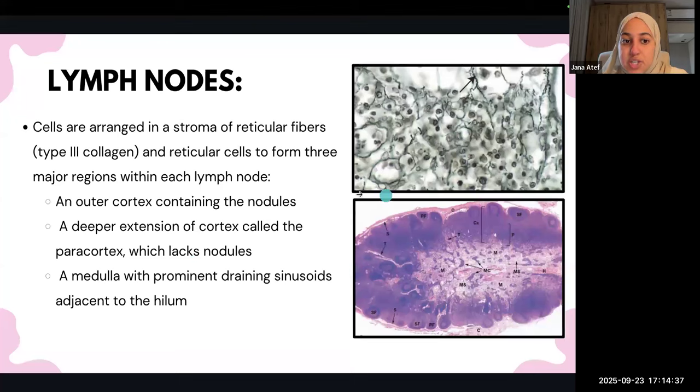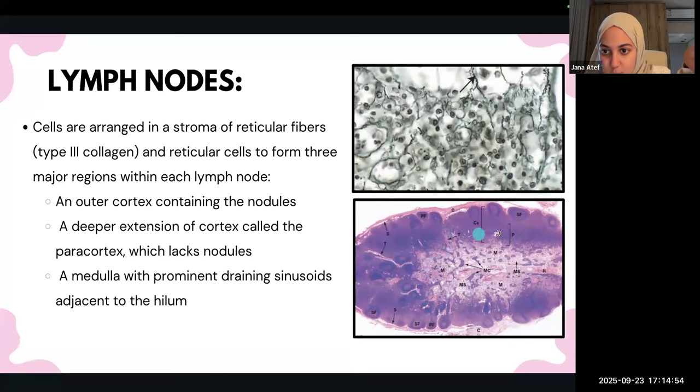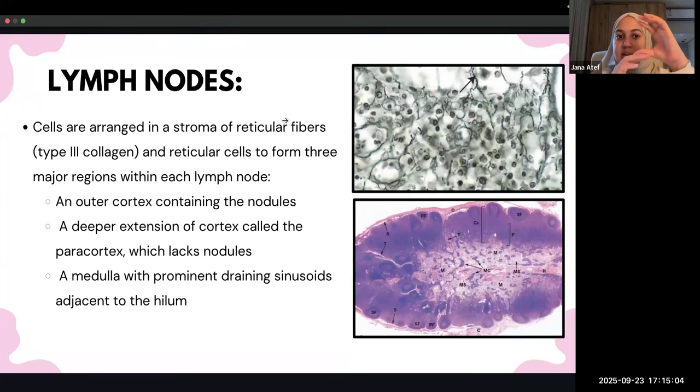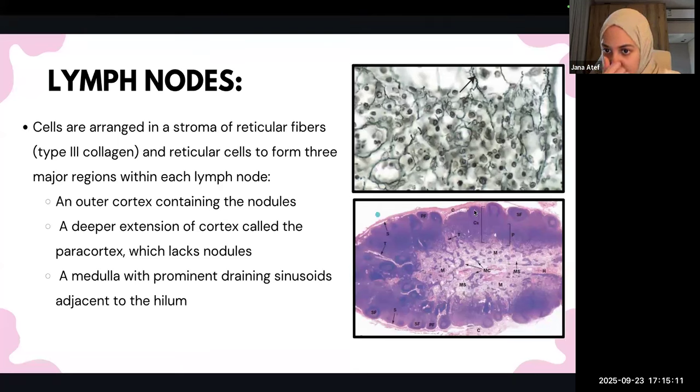So the regions in the lymph nodes. Each lymph node is an entire thing. It has an outer cortex. Whenever I say cortex, it means the outer layer. There is a paracortex, which is right in between, and it has a medulla. Someone mentioned it before: does thymus have a paracortex? Thymus does not have a paracortex. It only has a cortex and a medulla. Lymph node has cortex, paracortex, medulla. We have both in lymph node, right?